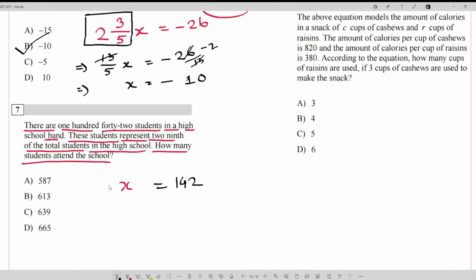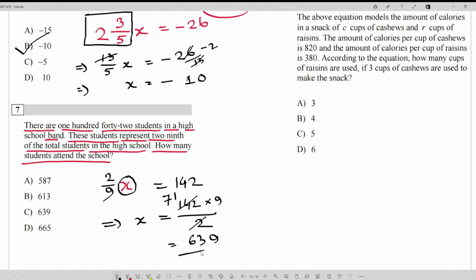So 2/9 means 2 divide 9. 2 divide 9 of students equals 142. We have to find out the total students. Okay, so the total students we don't know, it should be x. So we can write like this, x equals 142 times 9 divided by 2. So 142 divided by 2 is 71. So 9 times 1 is 9, 9 times 7 is 63. So total students 639. So it should be option C, 639. Number 7 done.